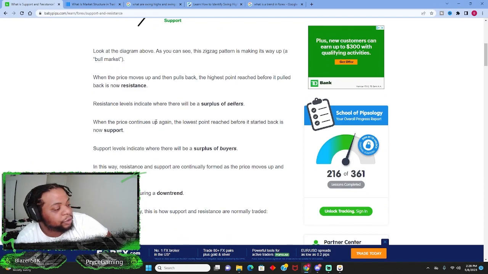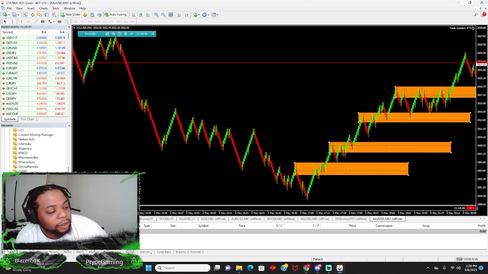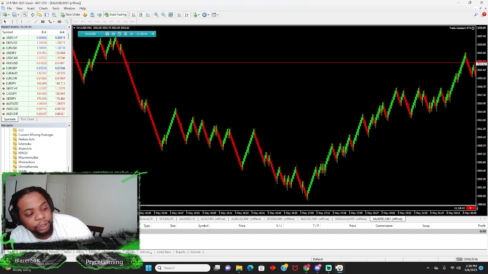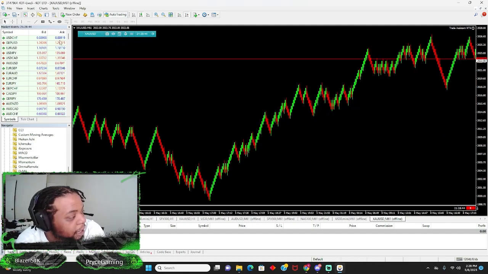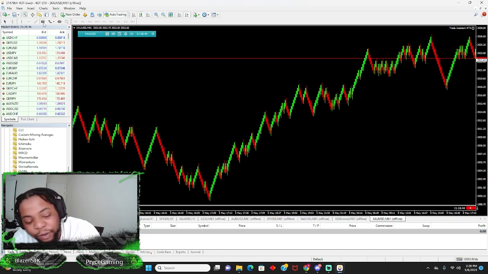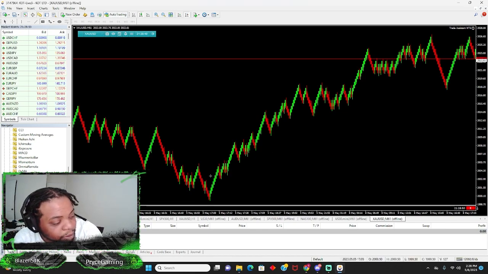When price continues up again, the lowest point reached before it started back is now support. Get these off my screen. Alright. It's going to be confusing because this is a bunch of jumble, but follow my lead. Push up, come down. The lowest point, support. Feel me? That's what it said.